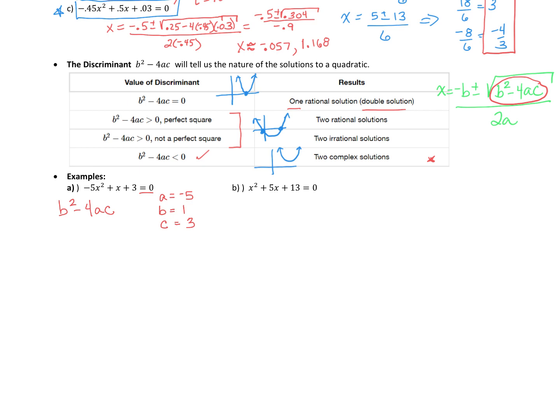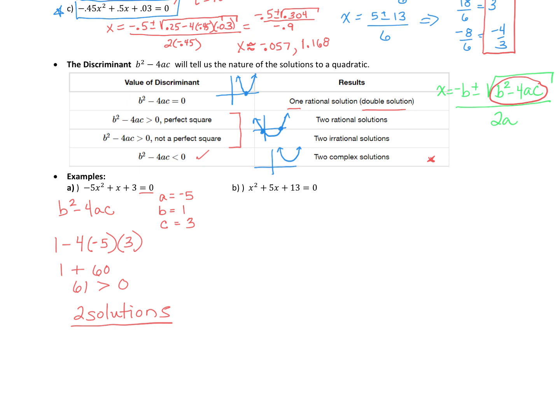So b squared is going to be 1 minus 4, a is negative 5, and c is 3. So we get 1 plus 60, or 61. This is greater than 0, so we're going to have 2 solutions. It's going to cross the axis in 2 different places.